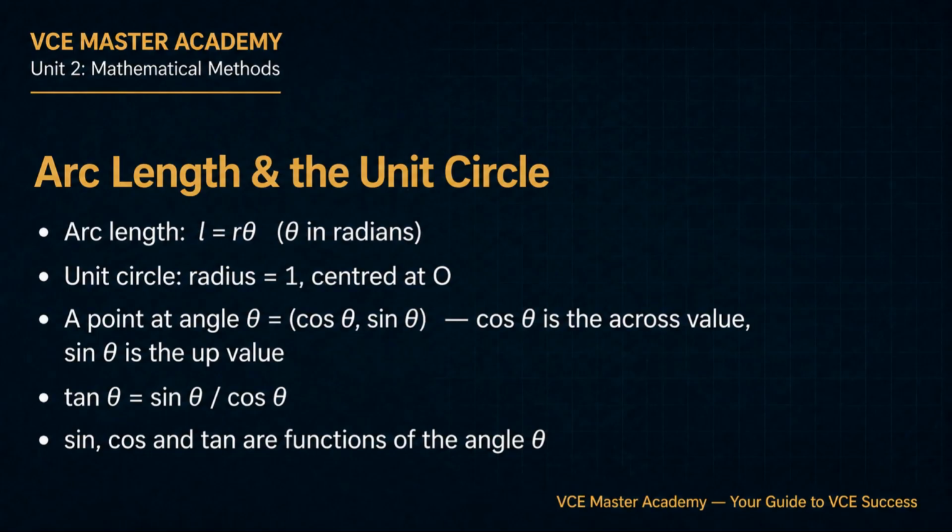This is a circle with radius exactly 1, sitting at the center of the axes. Pick any angle theta, draw the radius out to the edge, and the point where it lands has coordinates cosine theta across and sine theta up. So cosine is just the across value, and sine is just the up value. And tangent is simply sine divided by cosine. Sine, cosine, and tangent are functions. You feed in an angle and you get a number out.